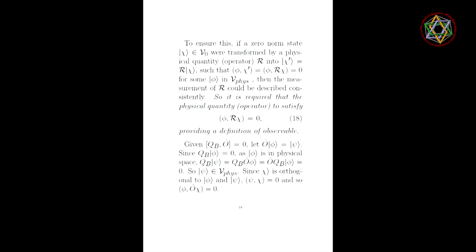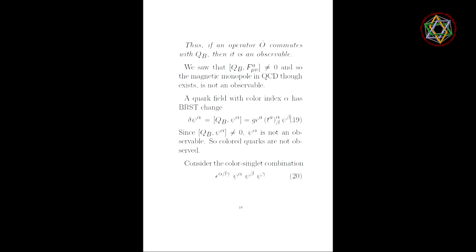Given Q_B commuting with an operator O, let O acting upon phi be psi. Since Q_B phi is 0 because phi is a physical state, Q_B acting upon psi will also be 0. So psi belongs to the physical subspace. Since chi is orthogonal to phi and psi, phi O chi is 0. So thus if any operator O commutes with Q_B, then it is observable.